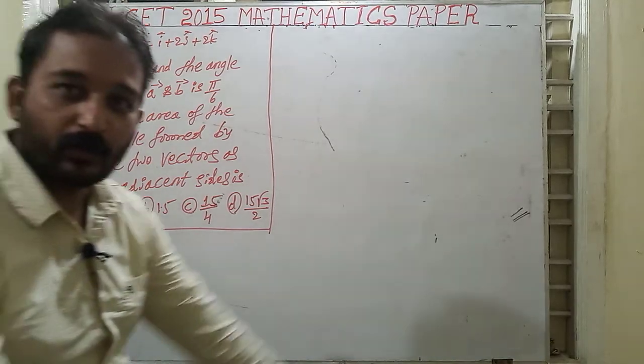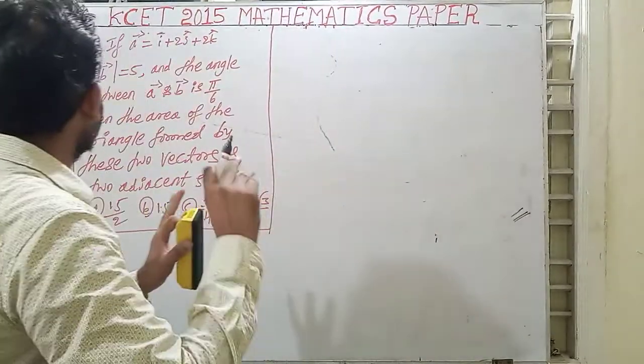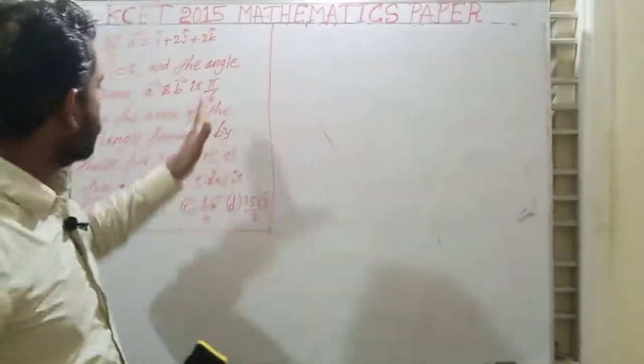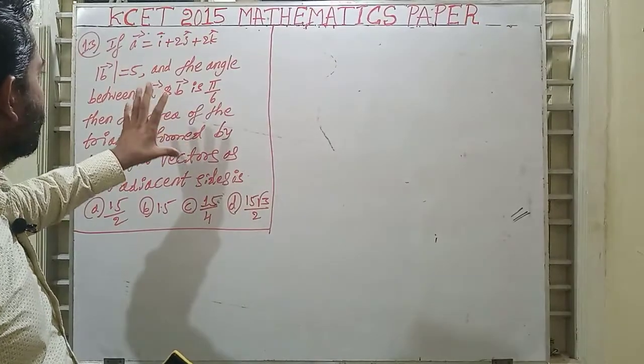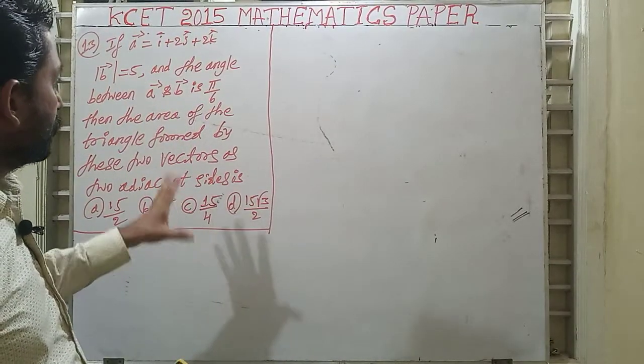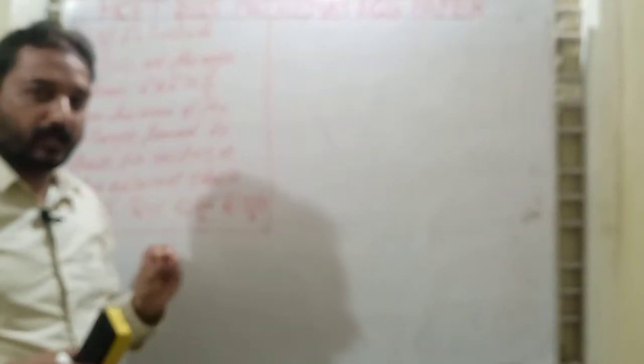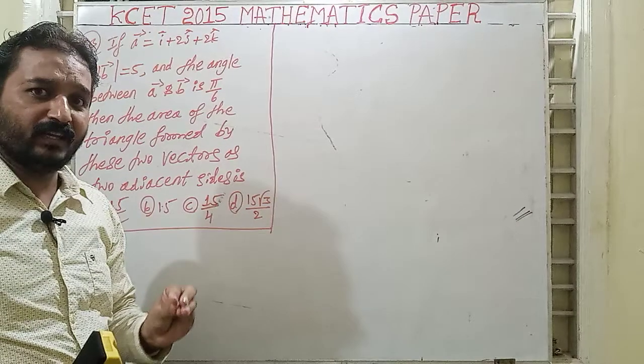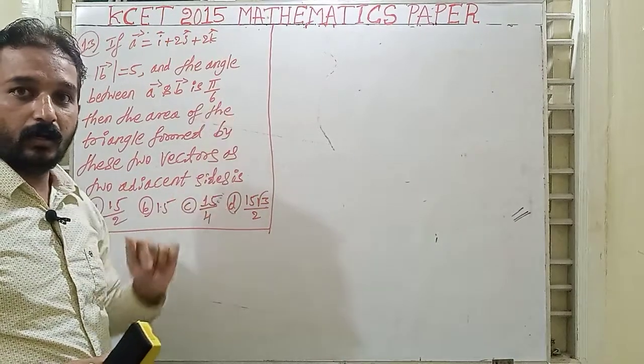So now let us move on to the next question, question number 13. Okay. So this problem is based on the chapter vector, particularly cross product and area of the triangle using cross product. Okay. So KCET asks a total of 4 to 5 questions every year from the chapter vector.